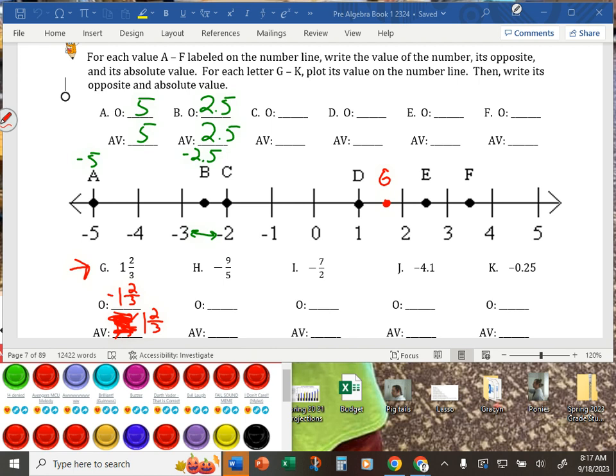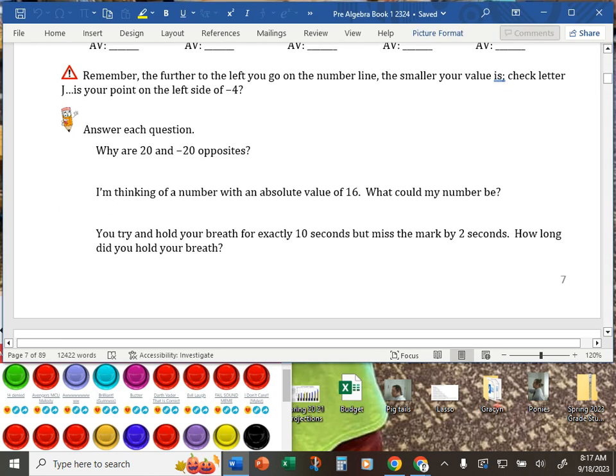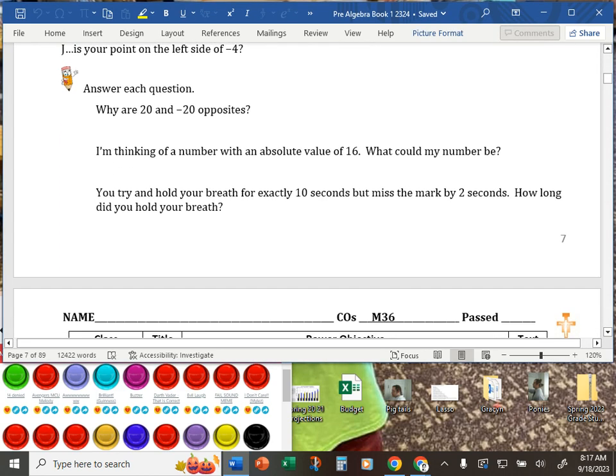Then the word questions down on the bottom. Why are 20 and negative 20 opposites? Kind of going back to that definition of what makes numbers opposites. I'm thinking of a number with an absolute value of 16. What could my number be? Going back to the definition of the absolute value. And then you try to hold your breath for exactly 10 seconds, but miss the mark by 2 seconds. How long did you hold your breath? Don't try that at home.